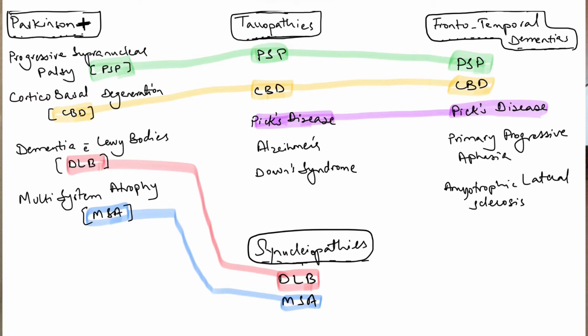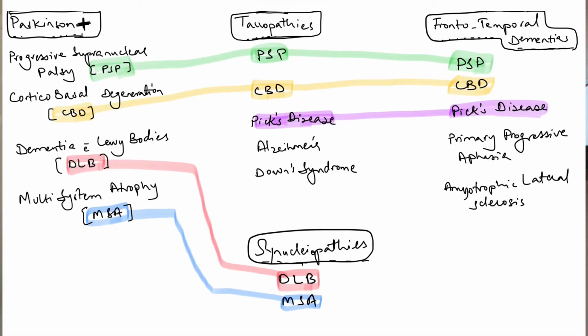If you look at the Parkinson Plus Syndromes, we've got 4 there: Progressive Supranuclear Palsy, PSP, Corticobasal Degeneration, CBD, Lewy Body Dementia, and Multisystem Atrophy. Then if you look at Tauopathies, there are lots of Tauopathies and I haven't listed all of them here. You can see PSP is there, CBD is there, and then you've got Alzheimer's, Down syndrome, and Pick's disease. So what that tells us is that PSP is a Parkinson Plus syndrome, but it's also a Tauopathy. Similarly, CBD is also a Tauopathy and a Parkinson Plus syndrome.